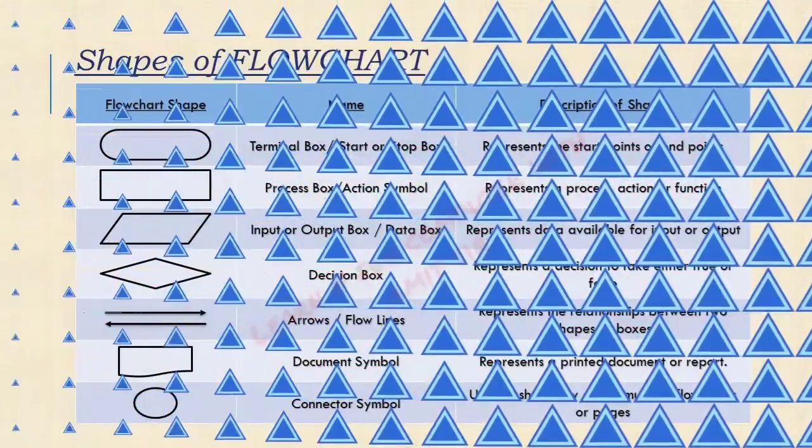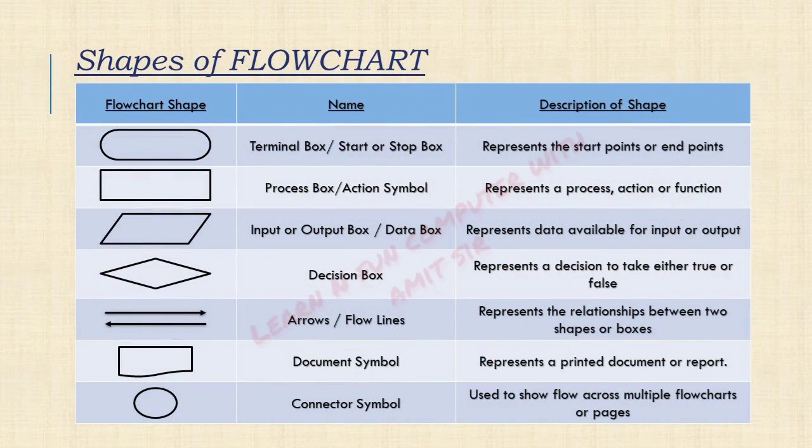Let's take a look at the important flowchart shapes and their names. An oval shape is used as a terminal box or start or stop box. The next one is a rectangular shape that is used as a process box or action symbol. The parallelogram shape shows the input or output box or data box, representing data available for input or output. The next one is a rhombus shape that is used for a decision box.